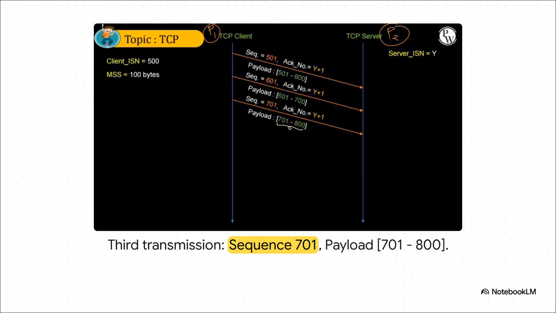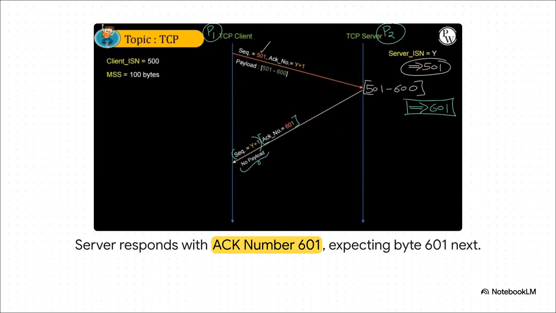To cap off this sequence, let's look at a third transmission. The sequence number here is 701, carrying bytes 701 through 800. Notice the undeniable rule happening here? The starting sequence number stamped on the TCP header always strictly matches the sequence number of the very first byte inside that specific payload.